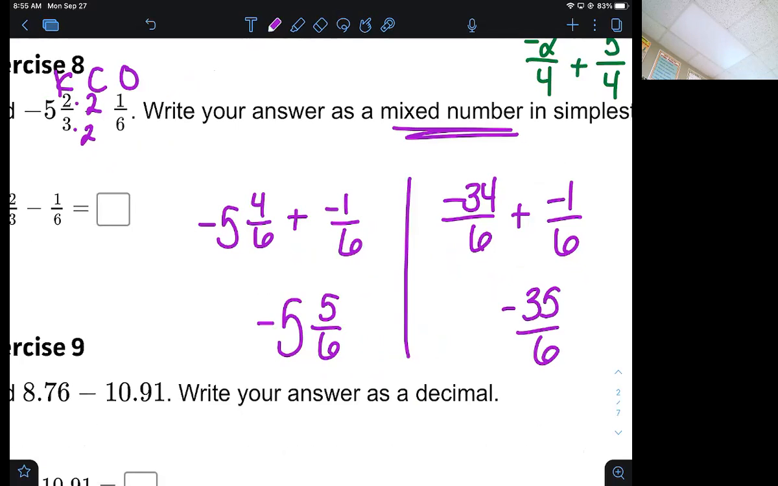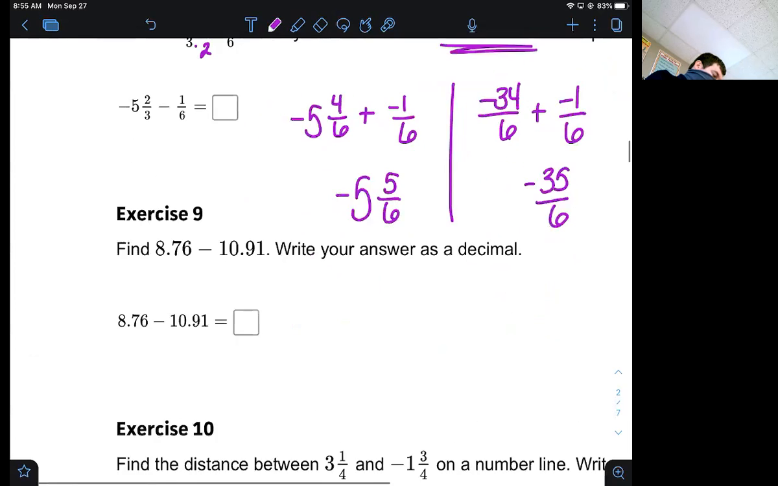So that's why I thought just doing it this way would save us some time. But you can do it however you want to do it. If you want to turn them into improper fractions and then convert it back, that's fine. Just know on your test on Friday, I'm not going to ask you to convert it back to a mixed number. So if you did this method and just left it as -35/6, I'd say that's perfectly fine. Your instructions aren't going to tell you to write it as a mixed number.